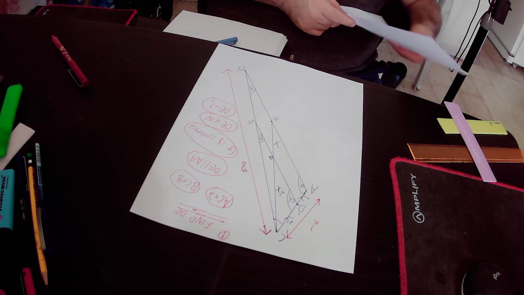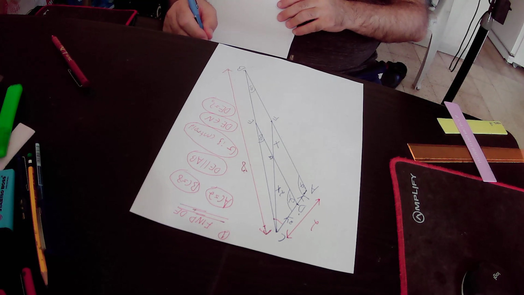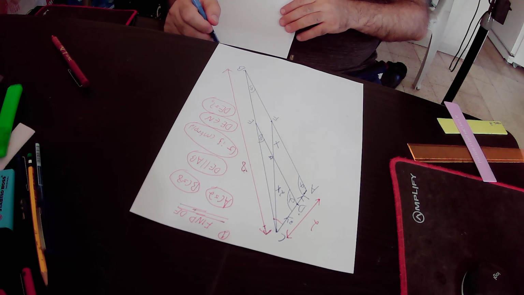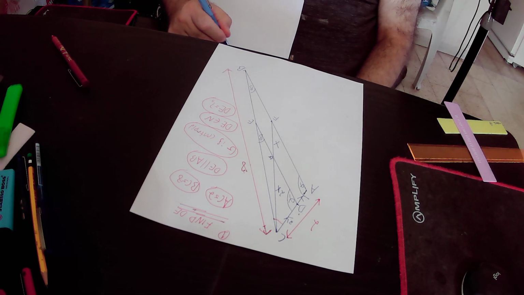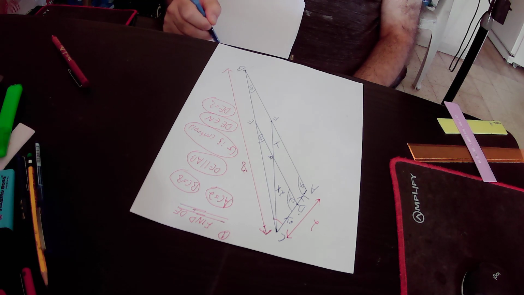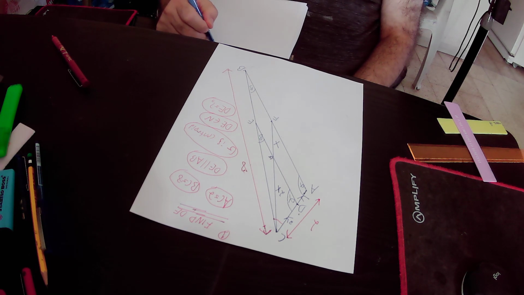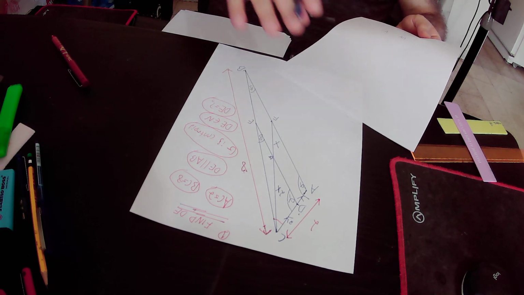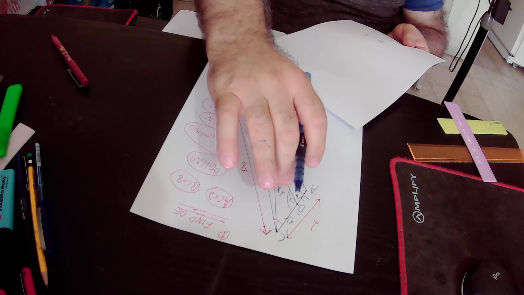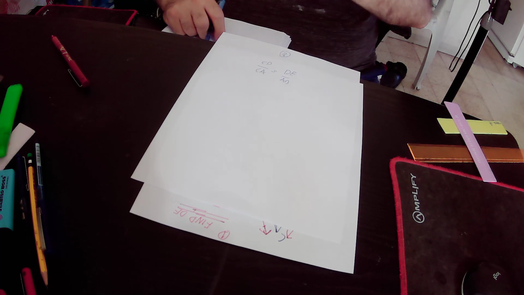Okay, so from the fact that triangle ABC is similar to triangle CDE, we can conclude that CD over AC, or CD over CA, is equal to DE over AB. So I will repeat again, from the fact that triangle ABC, the big triangle, is similar to the small triangle CDE, we can conclude that CD over CA equals DE over AB.